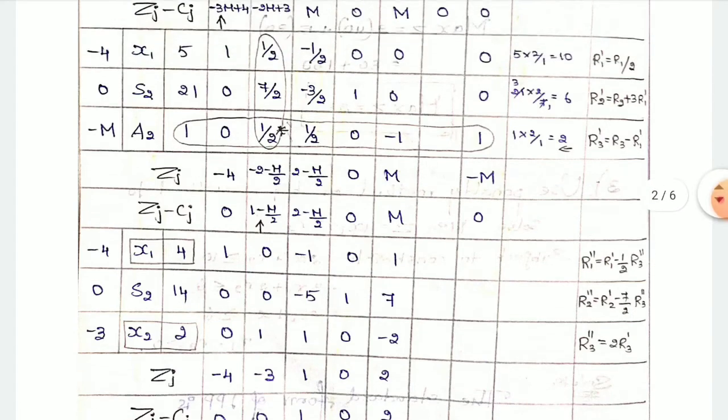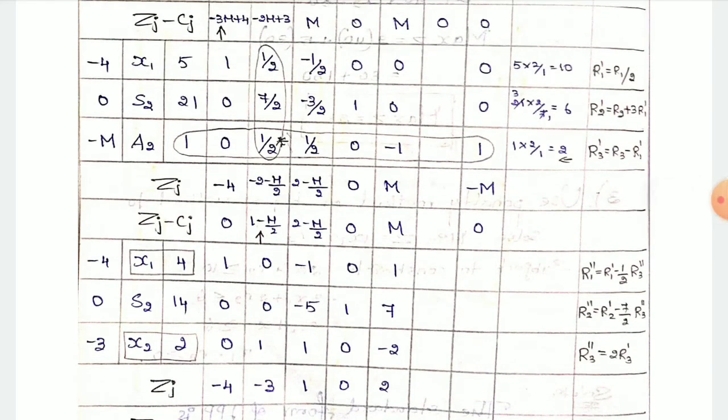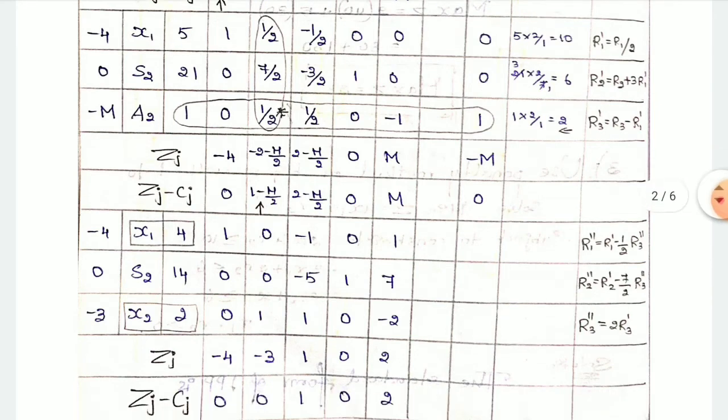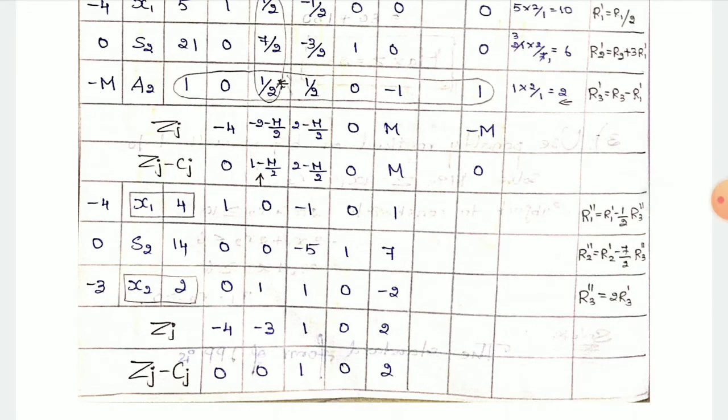So the next step we have: A2 is the leaving variable, x2 is the entering variable. First fill the YB column: x1 is as it is, s2 is also as it is. Instead of A2 you have to write x2, and next you have to write the coefficients minus 4, 0, minus 3. The next we have to go for the calculation.